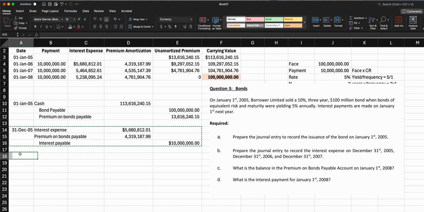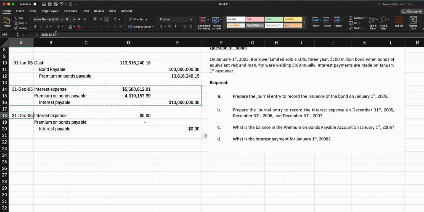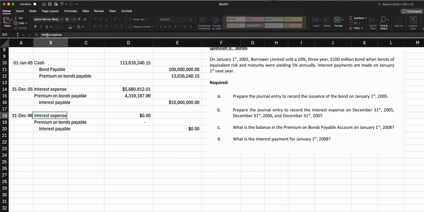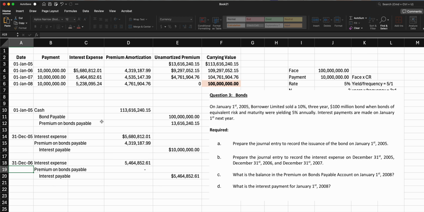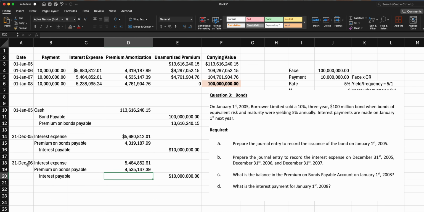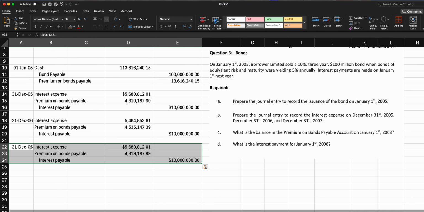So look, I'm going to copy and paste this, but I'll change the year to 2006, and then I'll just pull my numbers. My interest expense the following year is this number. The premium repayment is this number, 10 million. Then I'll do it one more time.